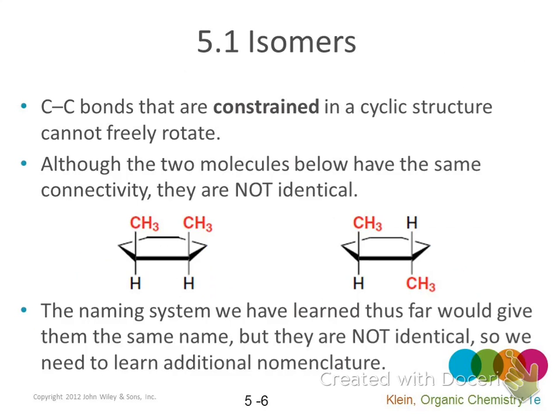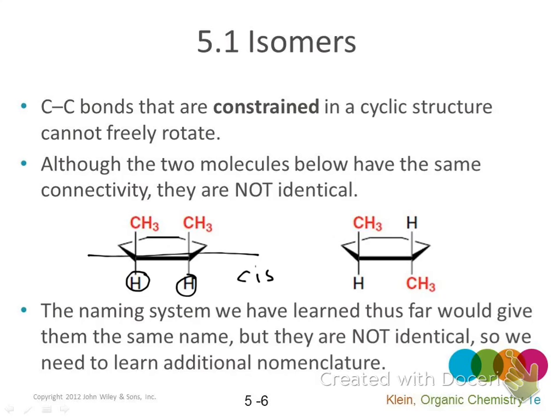Cis means on the same side. Trans just means like transcontinental. What does that mean? It goes from one side to the other. So if you're trying to do cis and trans, you draw a line like this, and the similar groups are on the same side, and typically we look at the hydrogens. If those hydrogens are on the same side of that line, that's cis. Those don't have to just be methyl groups. They could be anything, and they would be cis to each other. This could be a CH2, CH3, and they would still be cis because the hydrogens are on the same side.